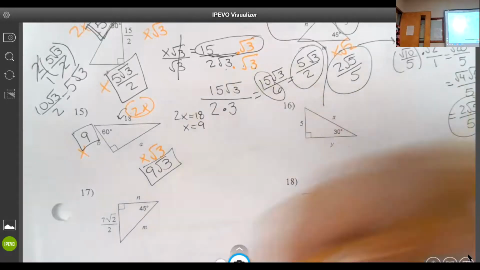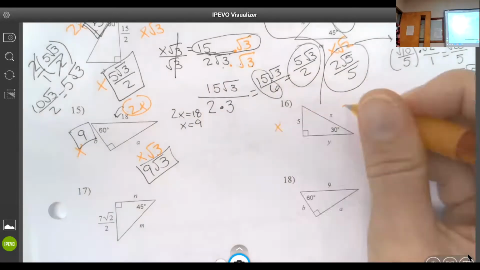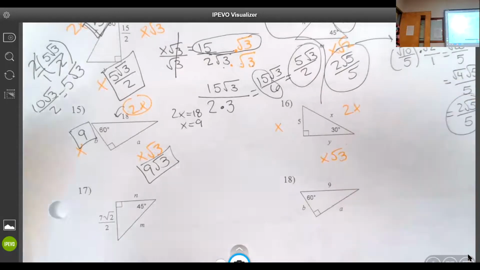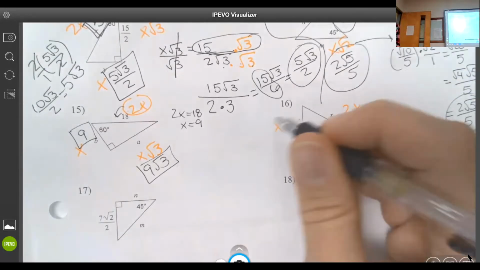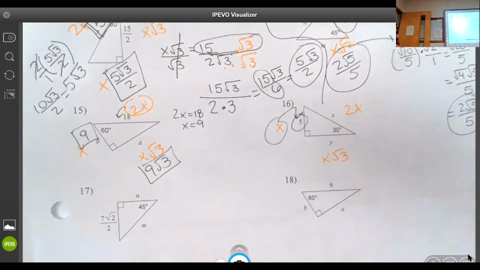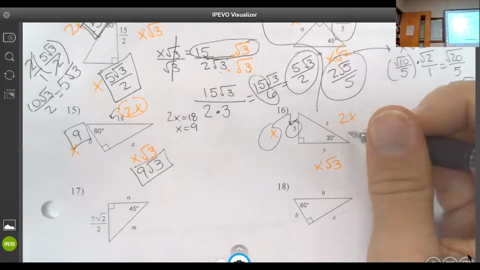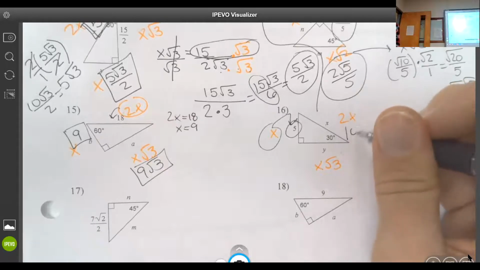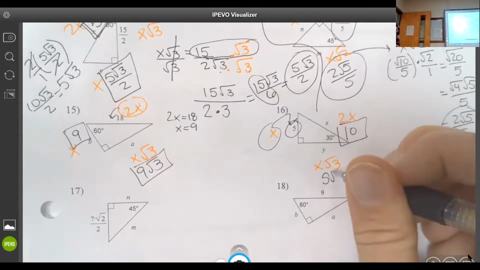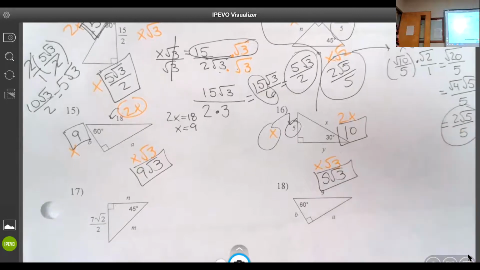Same thing on 16. It's a really easy plug-in. x, 2x, x rad 3. I'm given my x side. x is 5, which means my hypotenuse would be 10, 2 times 5, and this would be 5 rad 3. Just plugging it in.